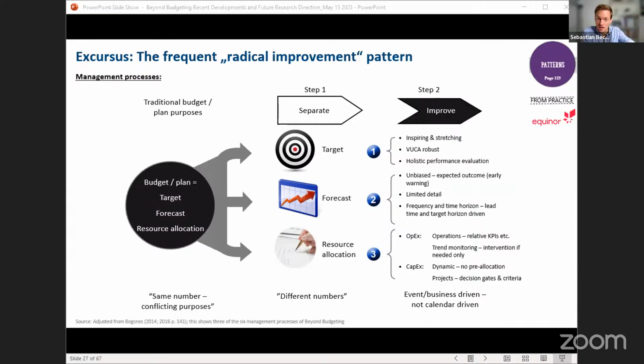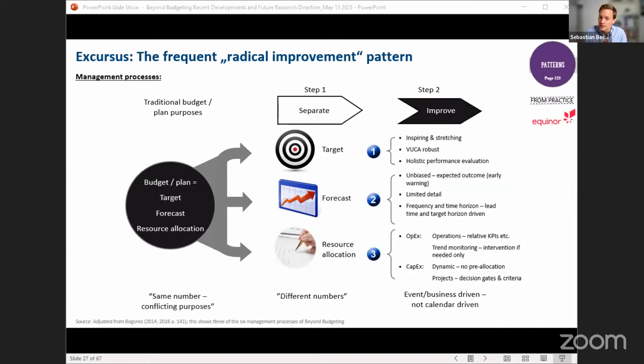Actually, this chart that I showed you right here was invented around 2014. It showed people that you can be in control in very different ways without having a traditional budget, because you can actually do the same three things that a budget does. You can still set a target, you can still forecast, you can still allocate resources, but you do it in very different ways. So you need to figure out a way to make sure that people are still feeling in control of this.